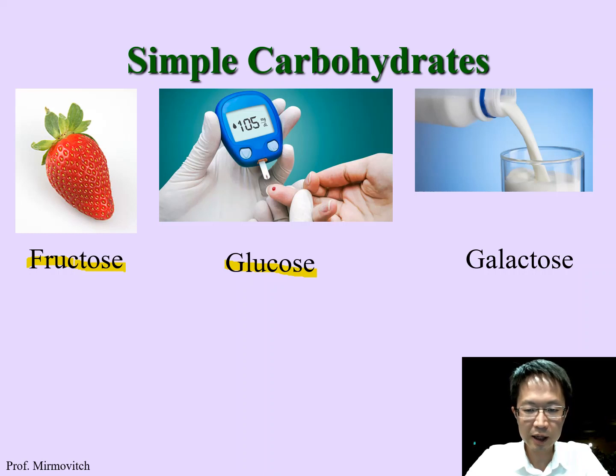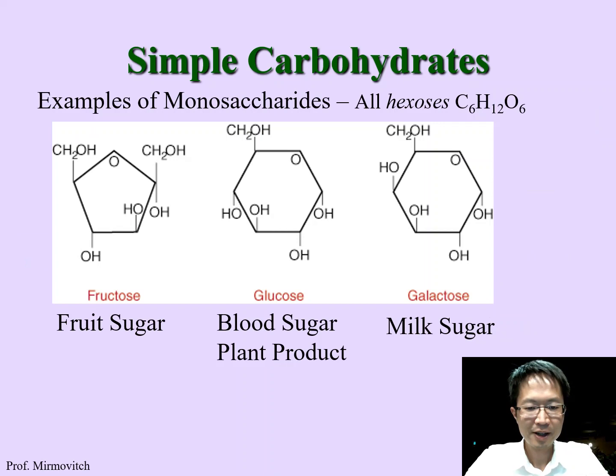Last but not least, galactose. Ga means half. So it's half of a lactose molecule. Of course, we can find it in milk. Okay, let's take a look at the examples of monosaccharides. They are all hexose. See, that's why I told you to memorize C6H12O6.